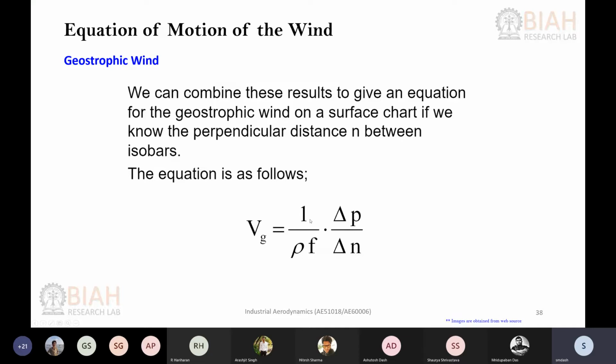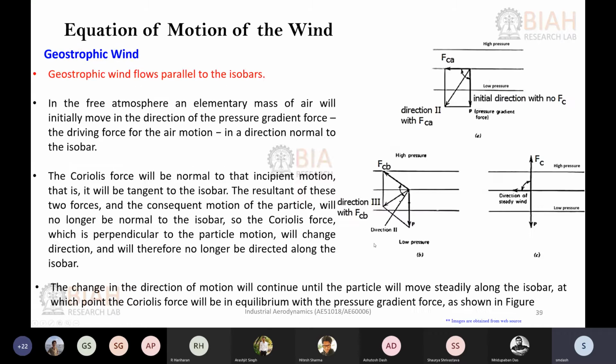So 1 by rho f del p by del n. Here rho is your density of the air at that particular height, f is your Coriolis parameter, and del p is your pressure gradient. So del p by del n is your pressure gradient along the normal direction. We found that geostrophic wind always blows parallel to the isobars.